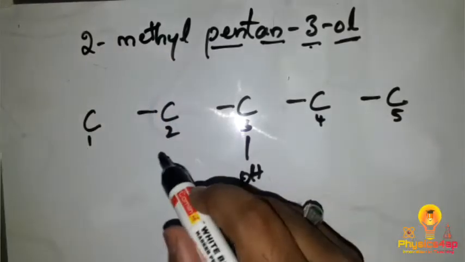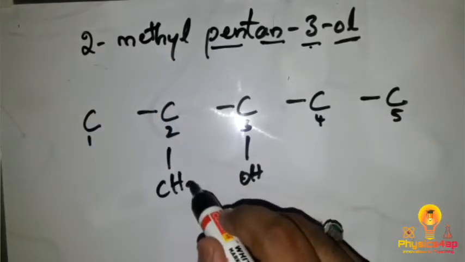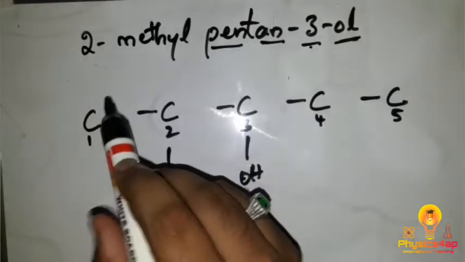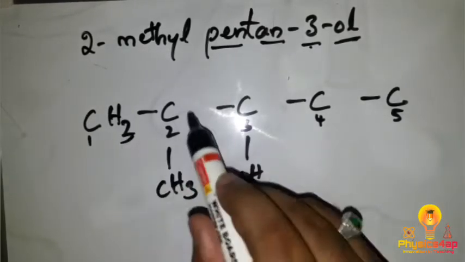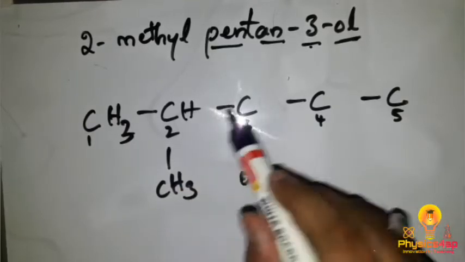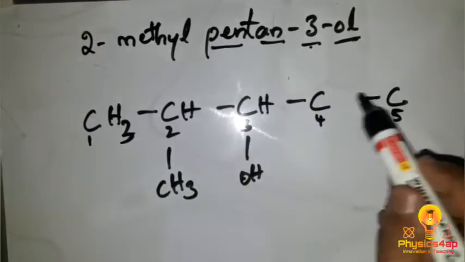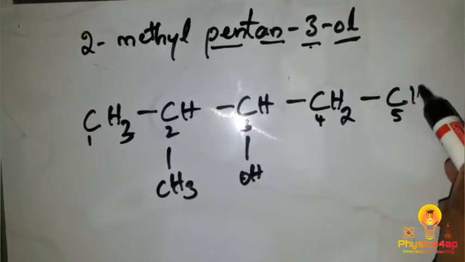That means at the second position we have a methyl, that is CH3. So H2, 1, 2, 3, 3, 1, 2, 3, 4, 1, 2, 3 H, 1, 2 H2 and H3.